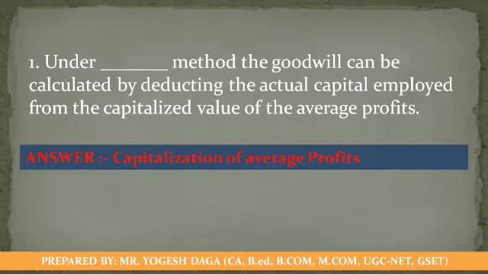This is the method under which the goodwill is calculated by deducting the actual capital employed from the capitalized value of the average profit. Okay, so we are moving towards the next question.